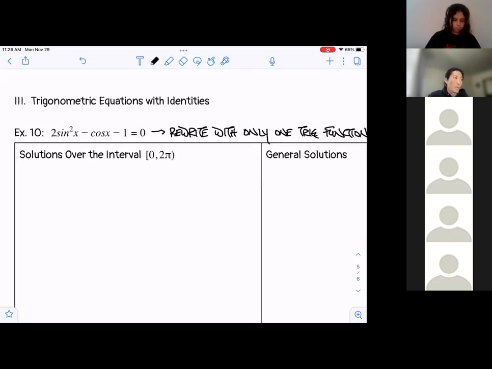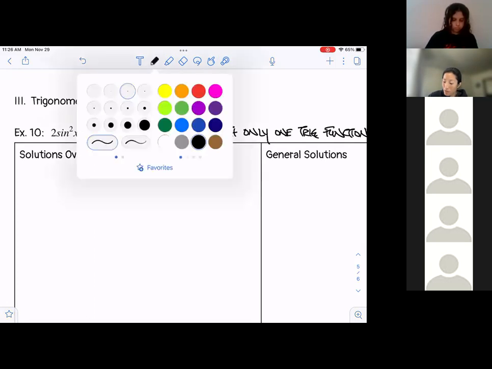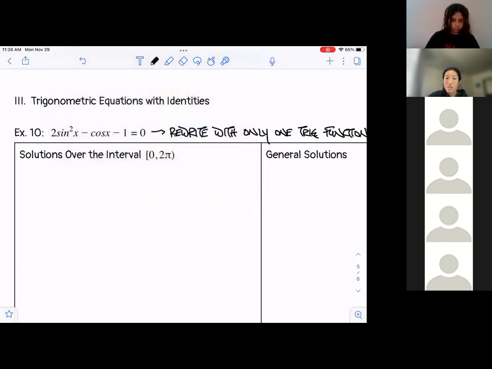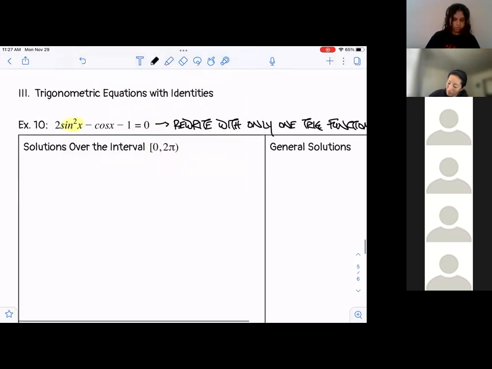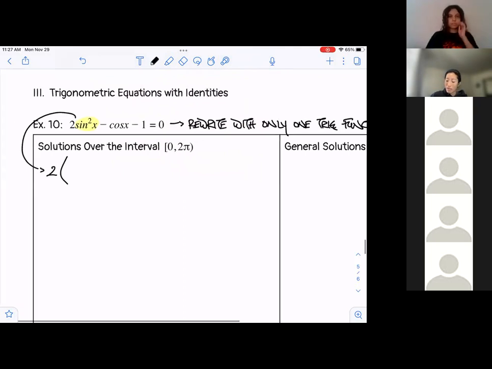Now, one of the first trig identities that we learned was the Pythagorean one. So that could certainly be one way to look at this. And what we're going to take a look at is how can we get rid of the sine squared? So what's another way to write sine squared using the Pythagorean identity?